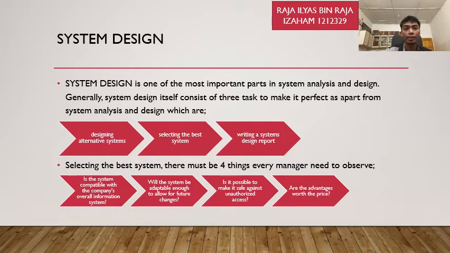For selecting the best system, there are four things every manager needs to observe. The first one is, is the system compatible with the company's overall information system? The next one is, will the system be adaptable enough to allow for future changes? The third one is, is it possible to make it safe against unauthorized access? And the last one is, are the advantages worth the price? So that is basically all about the system design.